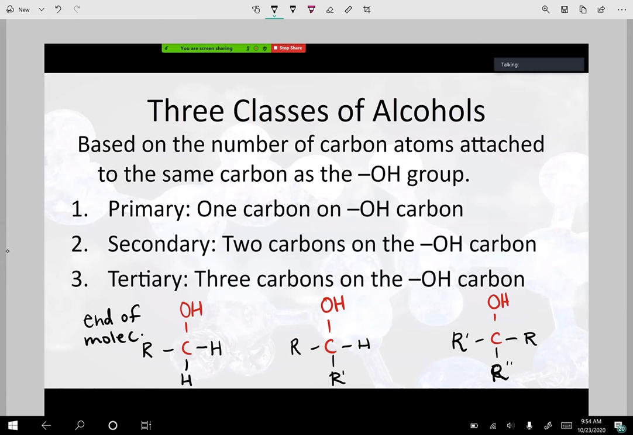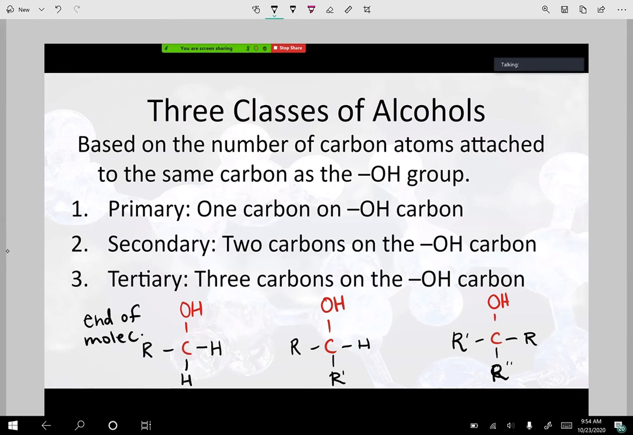I'm hoping you're asking yourself right now, so, like, what does this matter, Mrs. Magdal? Why? This doesn't make any sense. It tells us how reactions are going to occur when we have an alcohol. So if we have a primary, secondary, or tertiary, there's certain specific reactions that can occur with each.